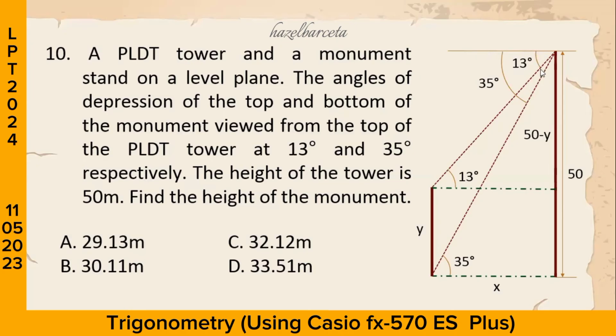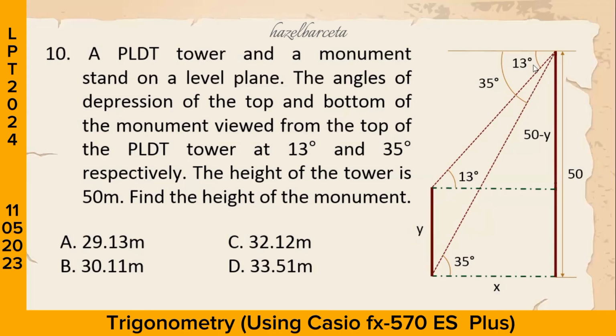That is why ito po yung ating 13, angle of depression of top, top and bottom respectively. So yung nauna ay for top. So 13 ang ating angle of depression and 35 naman para sa bottom. So itong bottom natin ay 35. Yung top natin ay 13. Okay, the height is 50. Find the height of the monument. So we are to solve for x.